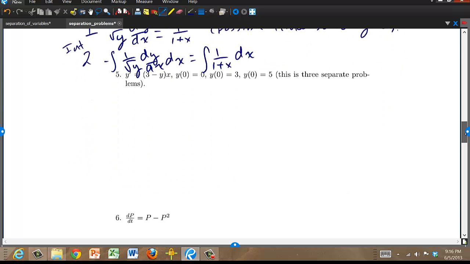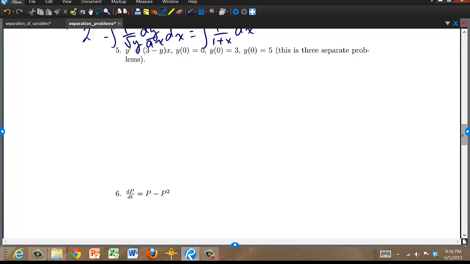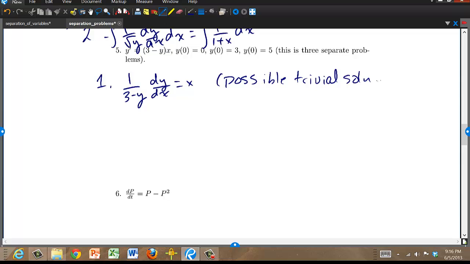All right, let's continue on. Number 5, let's skip. Let's try one of these, okay? We'll do one of the initial value problems. So first we should separate: 1 over 3 minus y dy/dx should be x. And here we have a possible trivial solution if 3 minus y is 0. So that's at y equals 3.